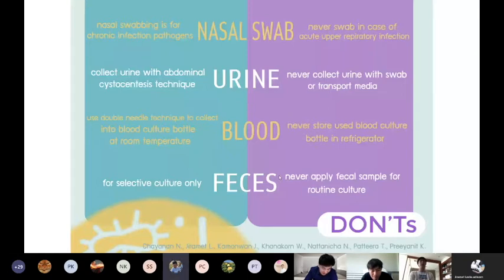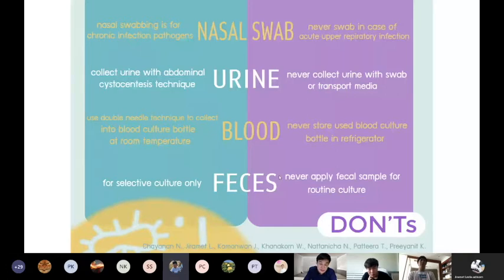Okay, and the next one is blood. Blood is what we collect to see bacteremia or septicemia. What we have to do is use the double needle technique to collect the blood and keep it in the blood culture bottle at room temperature. And we have to set the bottle upright, not upside down, and don't keep it in the refrigerator.